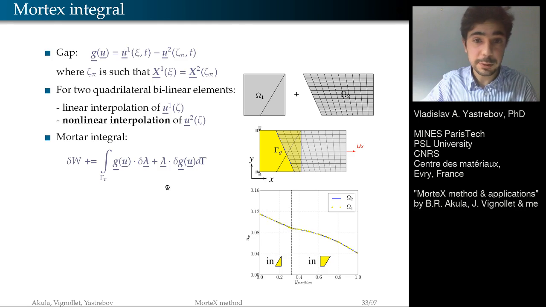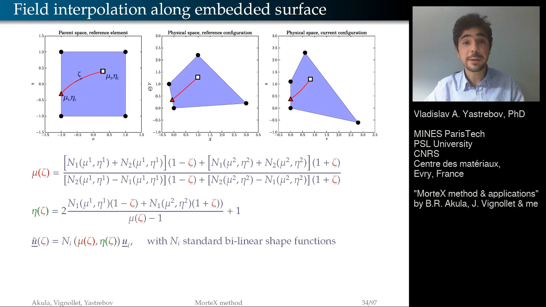Let's take a look at the following example. Here is an element in the physical space in the reference, non-deformed configuration, and we trace a straight line from here to here. And the straight line in the reference configuration will not be a straight line in the parent space but a curved line. And the same for the physical space in the current deformed configuration, it can also bend.